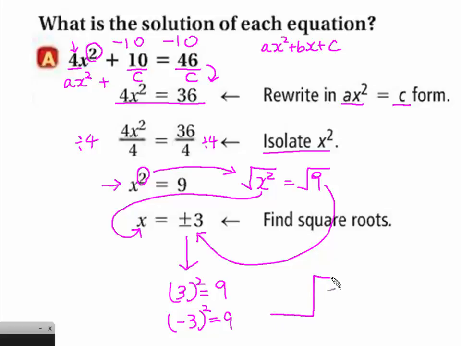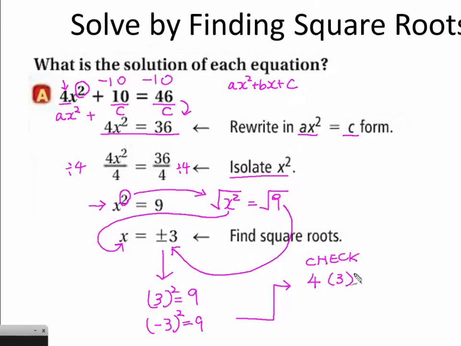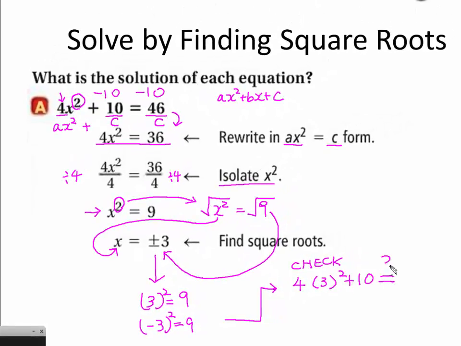And of course, we can always do the check work by putting 3 back into the original equation. So I want to check, say, 4 times 3 whole squared plus 10, is it equal to 46? And of course it is, because 3 squared is 9, 9 times 4 is 36, plus 10 is 46. Let's check the value of x when it is equal to negative 3. Negative 3 whole squared is still 9, so we do have a value of 46 when x is equal to either positive 3 or negative 3.